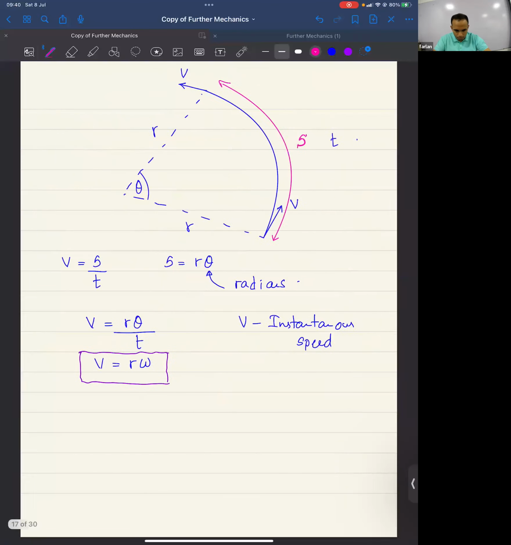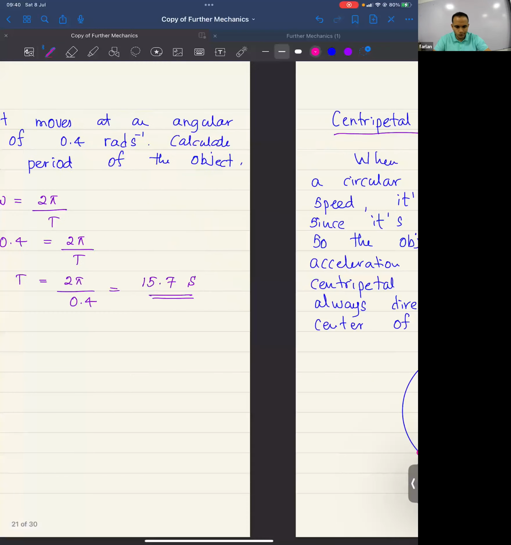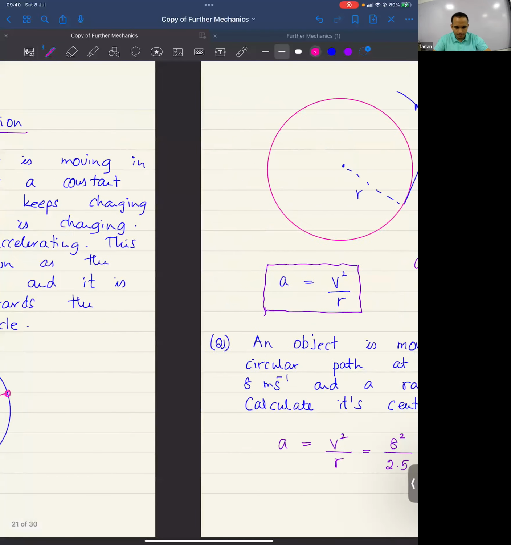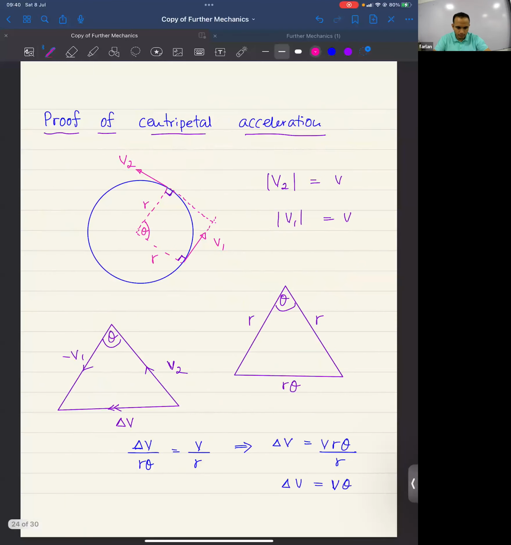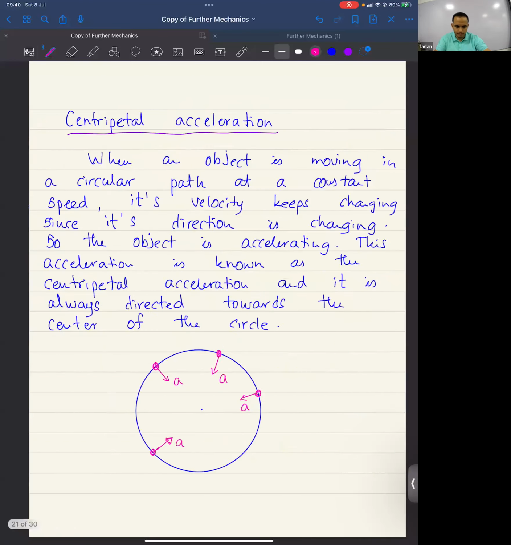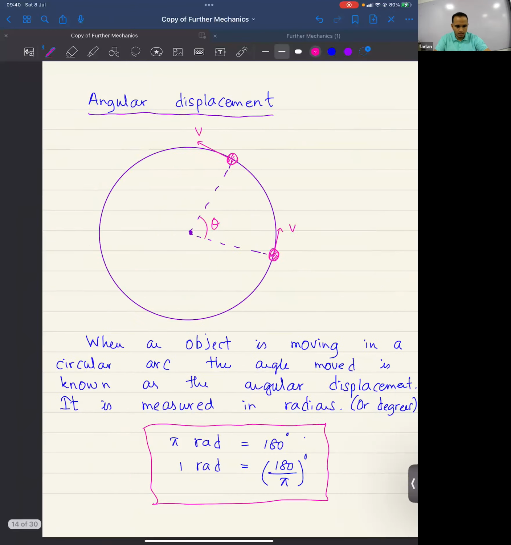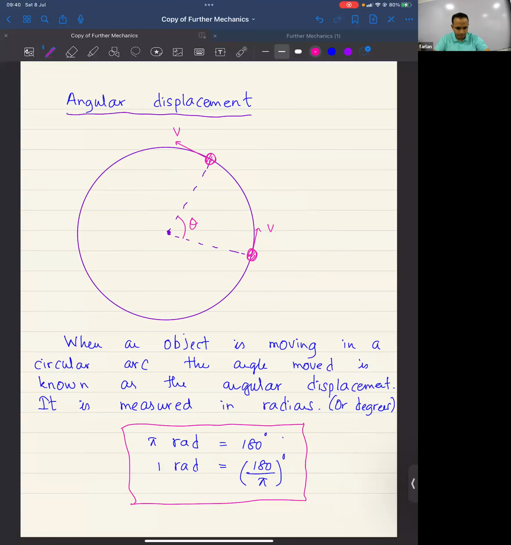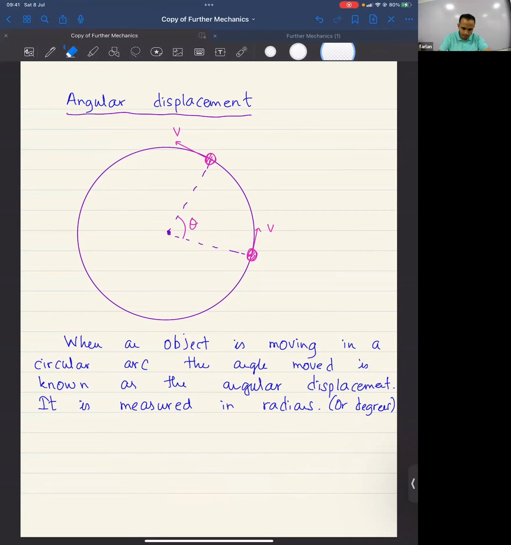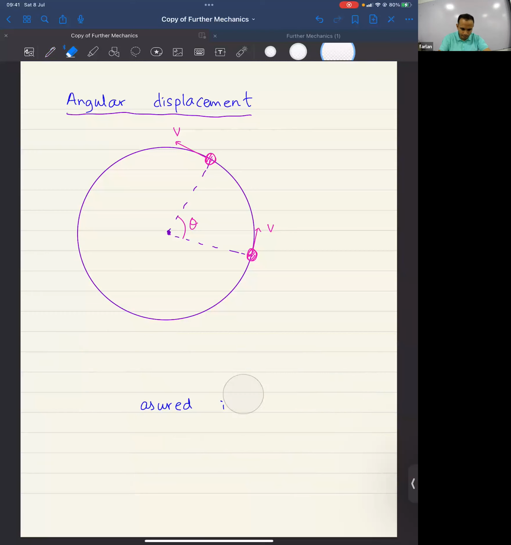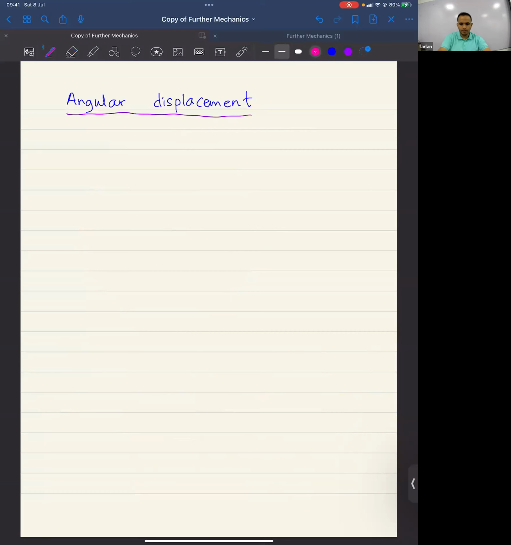So guys, that's about momentum and kinetic energy. Write down the next subtopic: angular displacement.